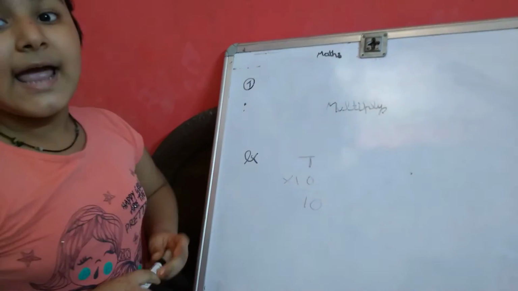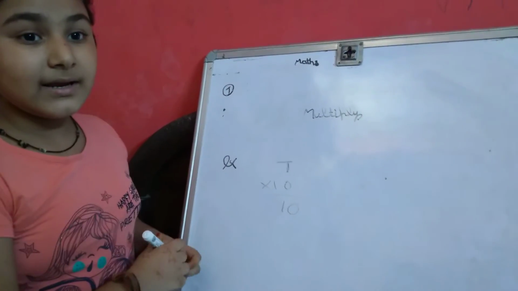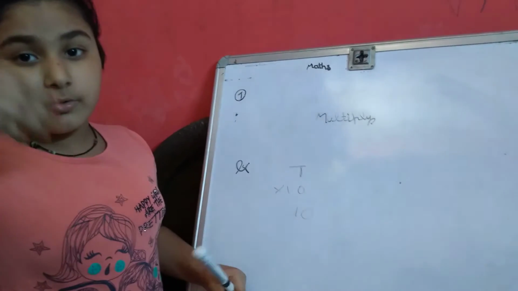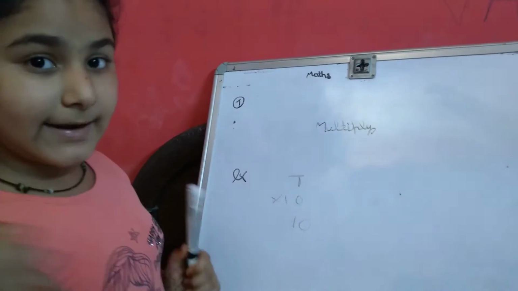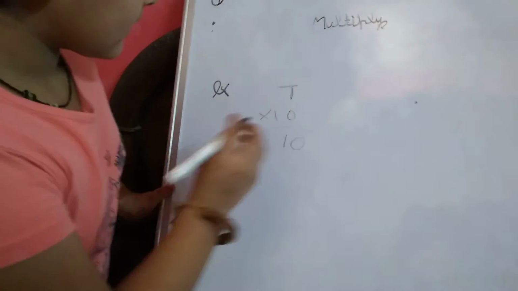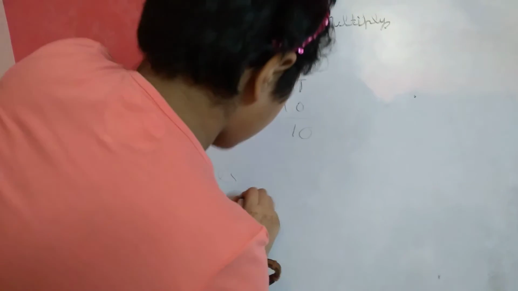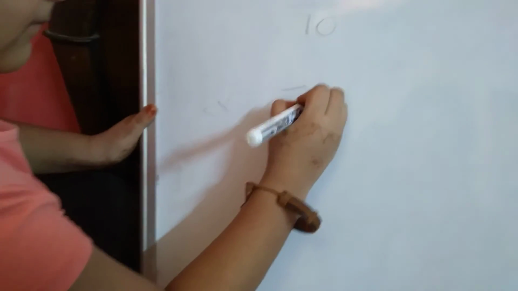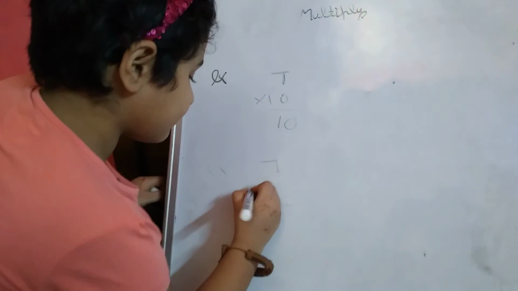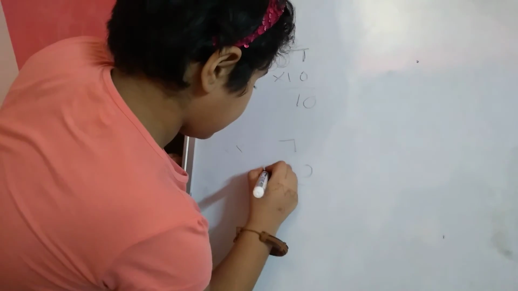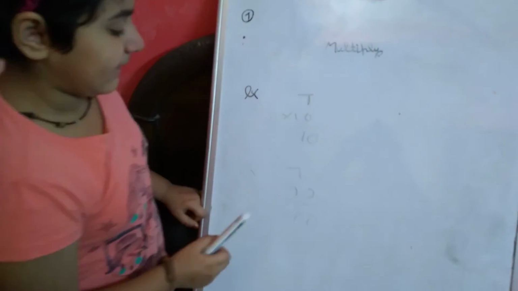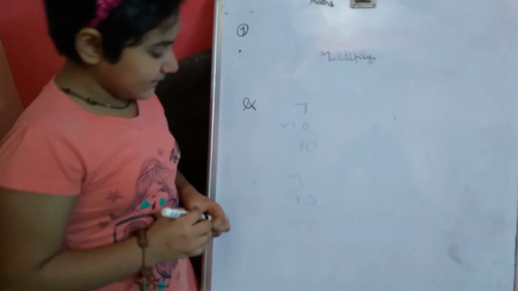Next, we multiply any number by 100, so we write the answer and write two zeros on the right of the answer. I give you an example. 7 times 100. So the answer is 7 and two zeros, the answer is 700.